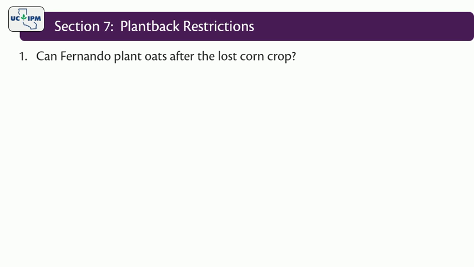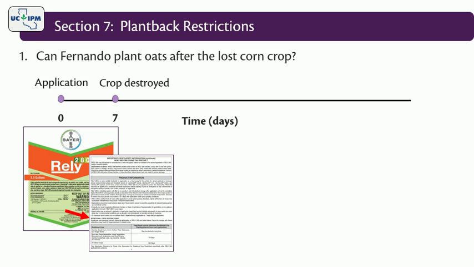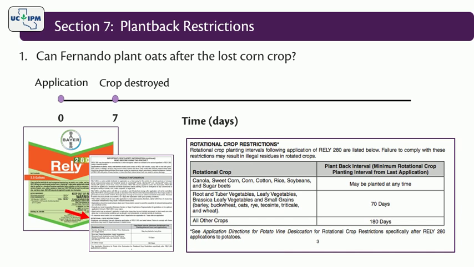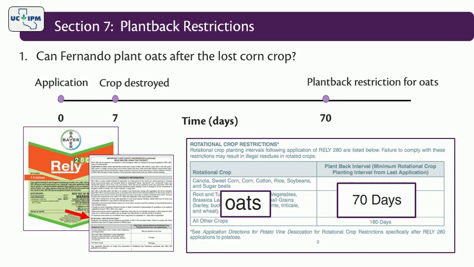Let's check to see if you are correct. The corn crop was sprayed with Rely herbicide 1 week after emergence and destroyed 1 week after that application. Oats are listed among the rotational crops on the Rely label. The plantback restriction for oats is 70 days from the date of application. To plant oats, Fernando will have to wait 70 days after the application, which is about 63 days after his corn crop was lost.